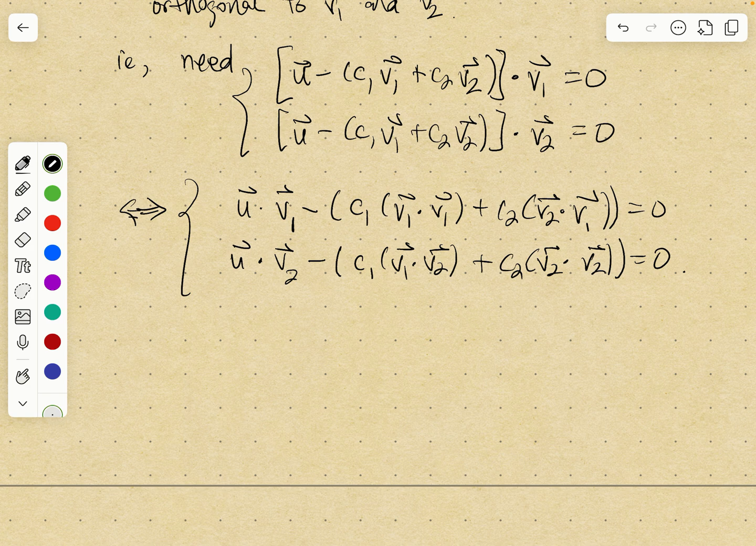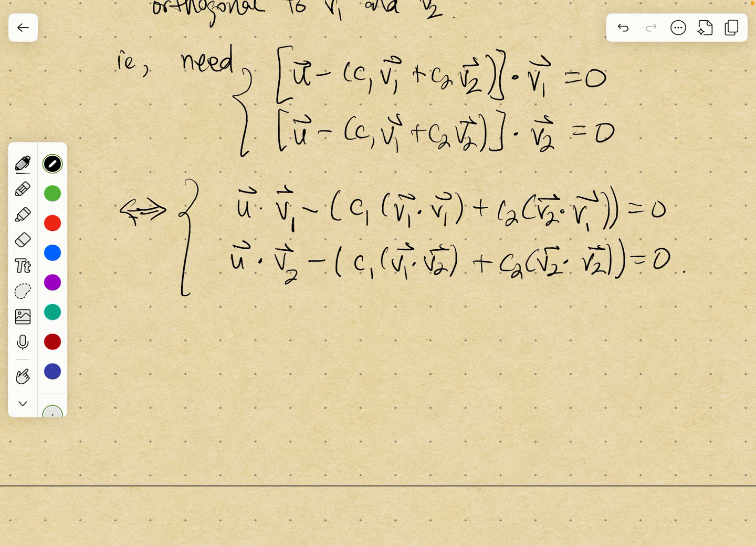Now look at what we have. We have these two equations, and we're solving for C1 and C2. V1 dot V1 is a constant, V2 dot V1 is a constant, and I have these constants here, here, and here. I'm solving for C1 and C2. So what I have is a system of linear equations, which I know how to solve.